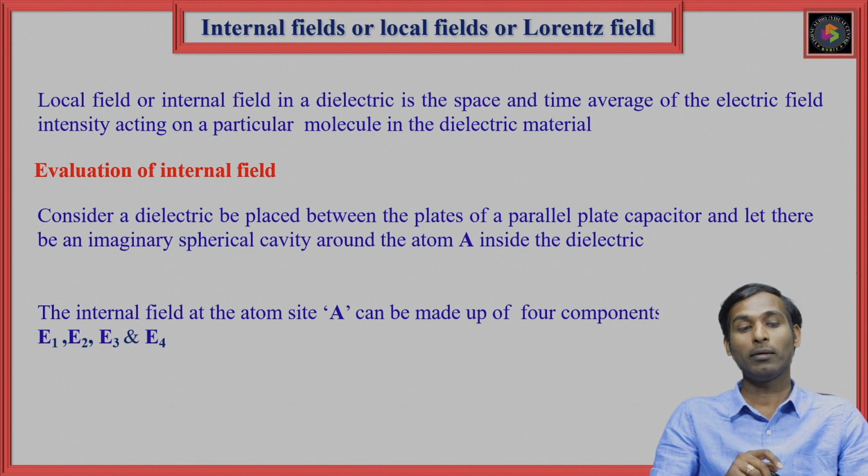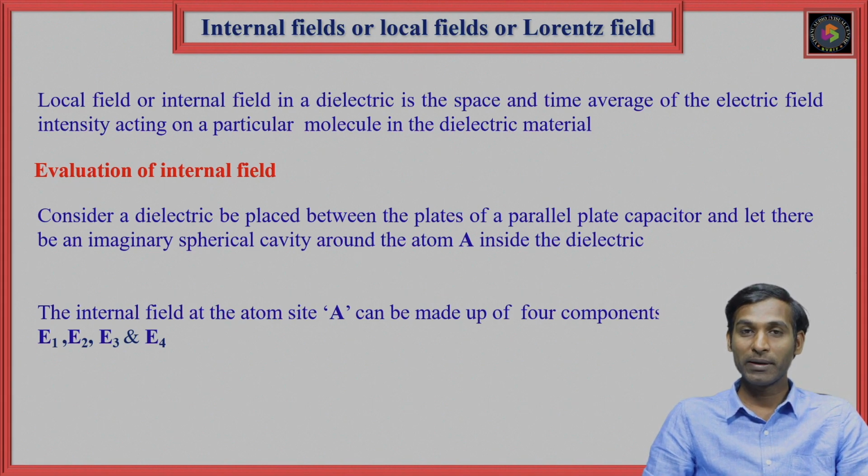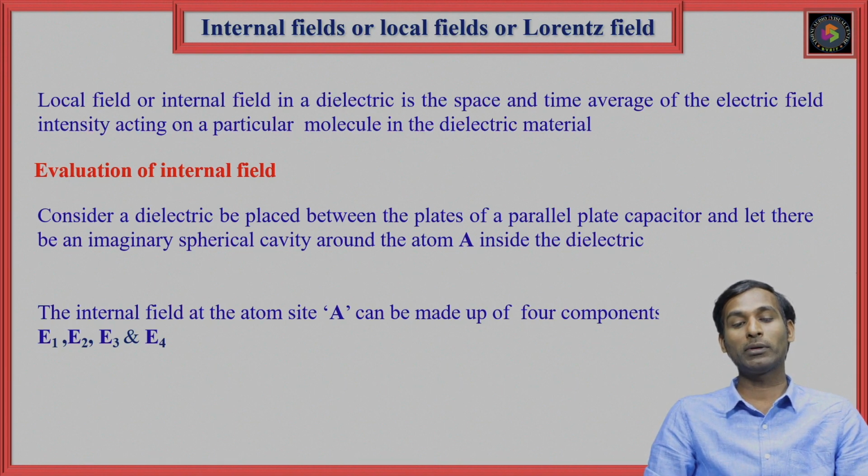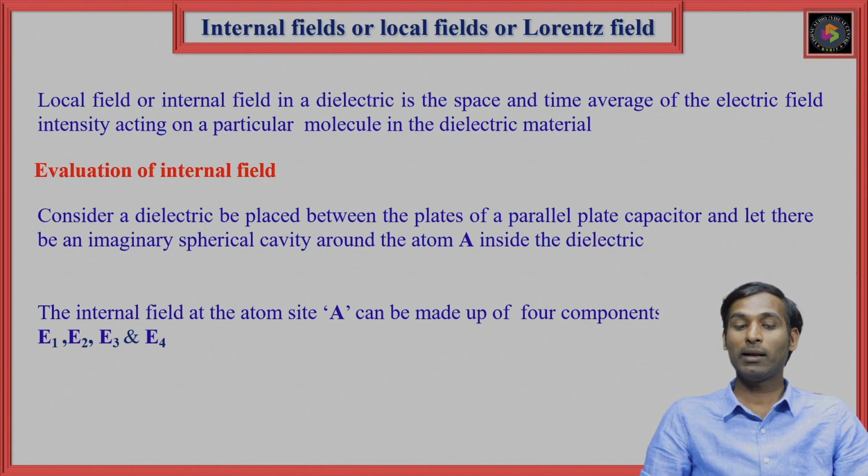So what is the aim of the local field? Local field or internal field in a dielectric material is the space and time average of the electric field intensity acting on a particular molecule in the dielectric material. In the dielectric material, we are keeping one spherical region of the molecule. To find the internal field related to the dielectric material, we have to find the external electric field.